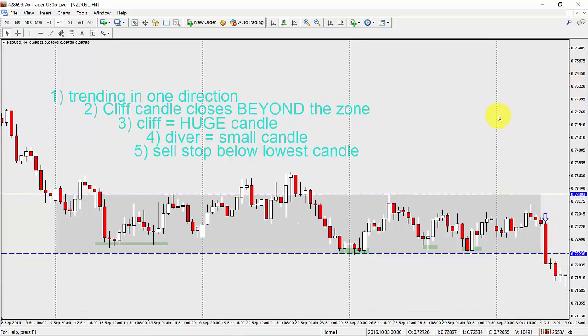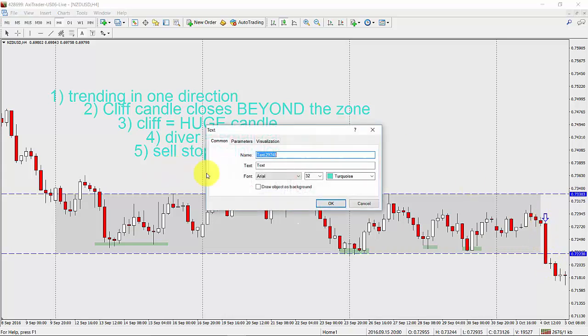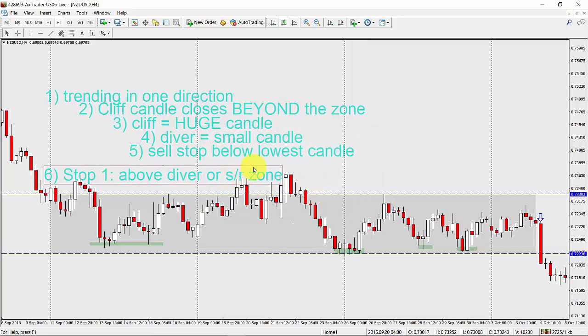All right, so now you've got that stop loss. So there's basically two options. One is above the zone or the diver, and the other is above the cliff. So I'll put it in here, rule number 6. Stop is above diver or support and resistance zone, whichever is higher. Or here's option 1. So stop 1 is above the diver or the support and resistance zone.